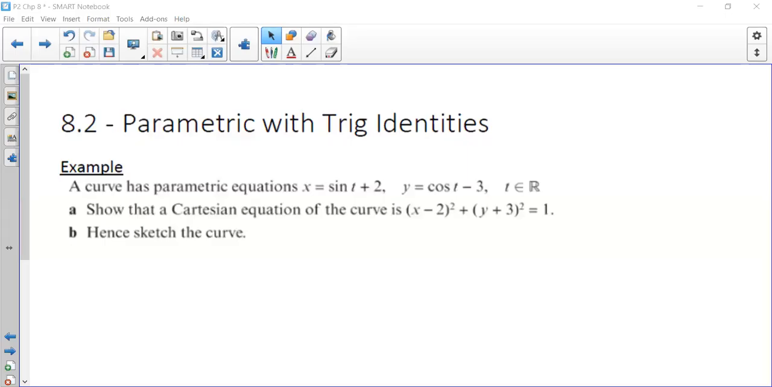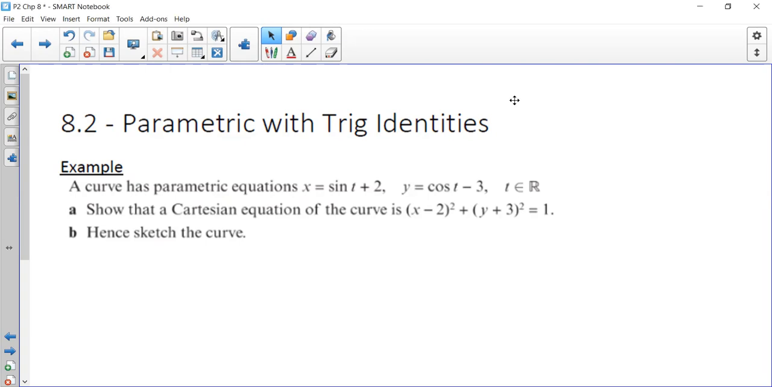So moving on to Pure 2, chapter 8.2, which we are looking into parametric equations with trig identities. Now there are no notes for this chapter because we're going to use what we've learned before about trig identities and parametric equations, what we've learned in chapter 8.1.